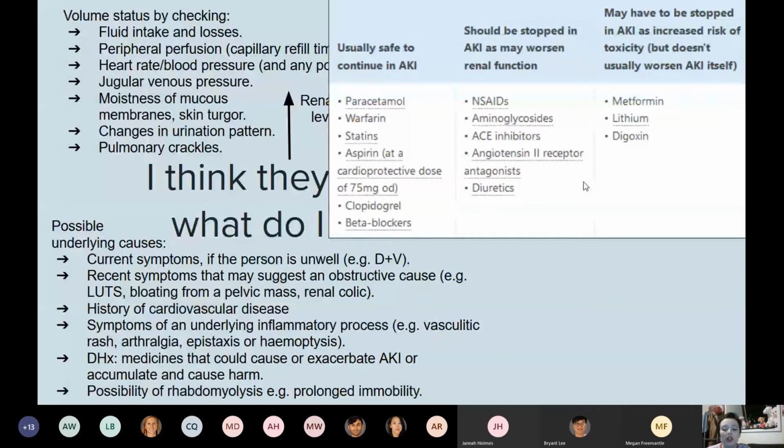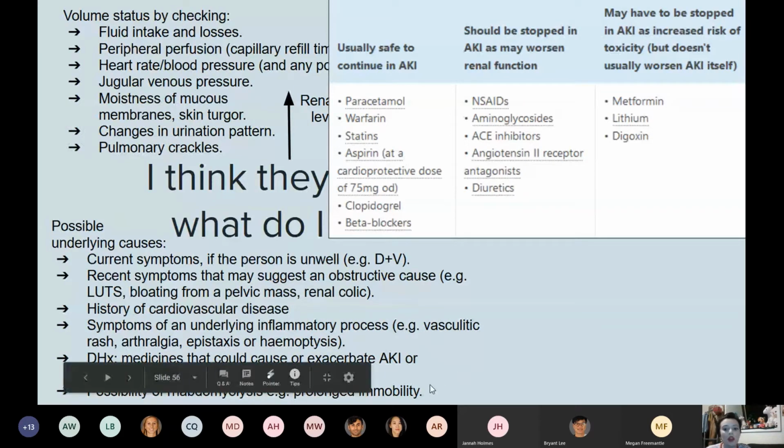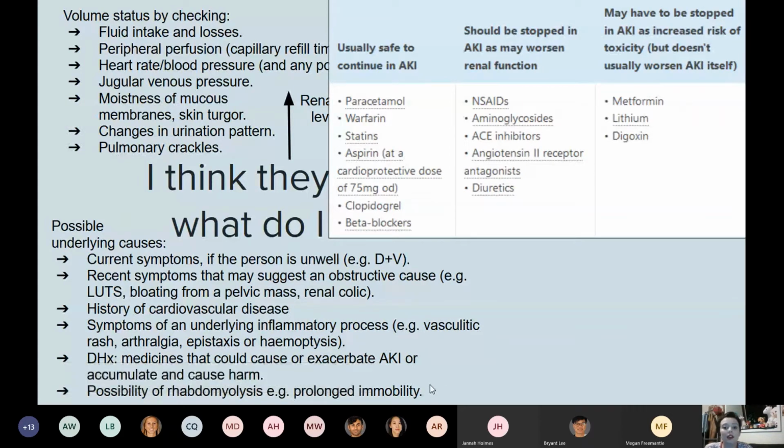We want to know, do they need to stop any of their medications because they're dangerous when the patient is in AKI? So we did actually have a question about, or a point about lithium earlier on. So lithium is something that you may need to stop when someone's in AKI, because it might actually mean that they're more likely to get lithium toxicity, for example. And you want to know, for example, if they've had a fall, how long were they lying down? Because rhabdomyolysis can itself lead to kidney injury as well.